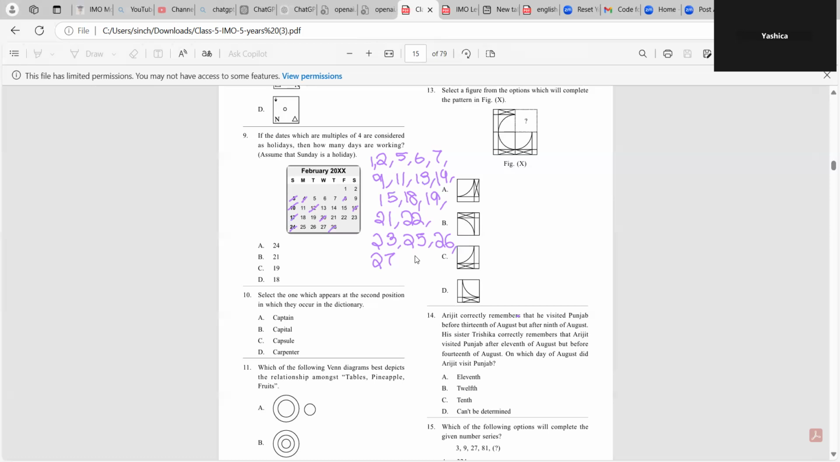So there are, wait a second. So there are 18 working days. That is option D.